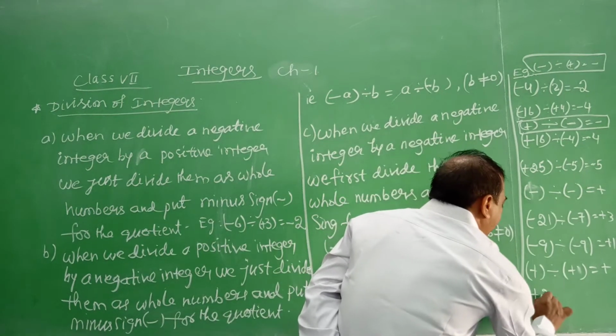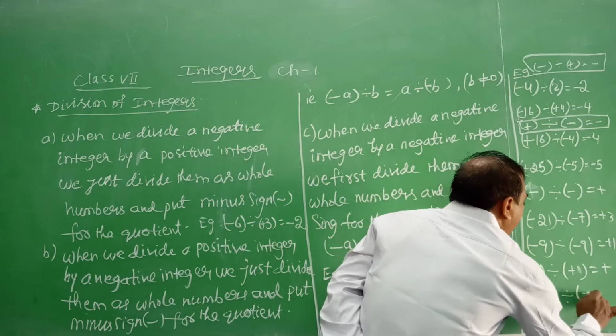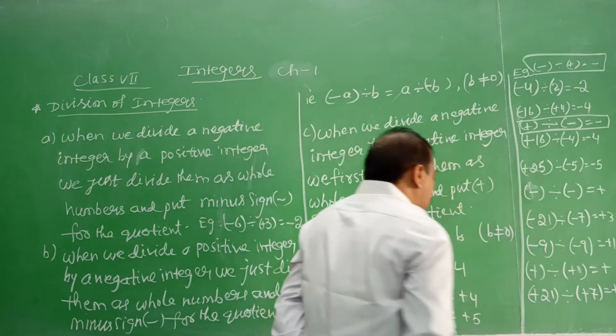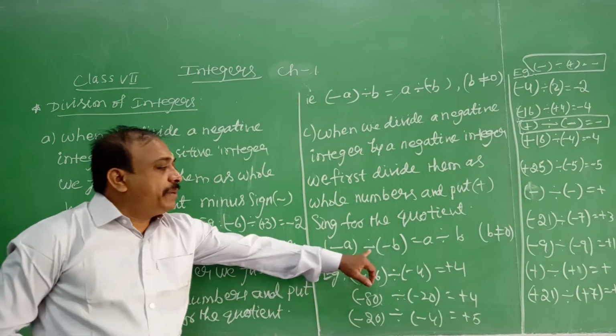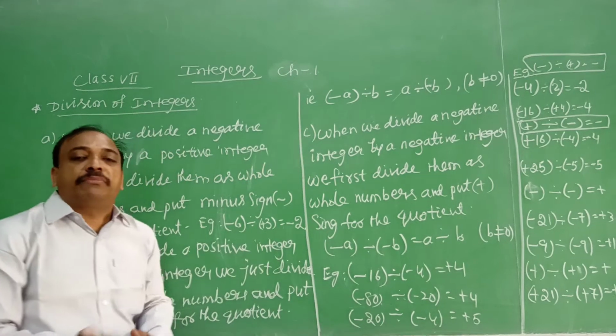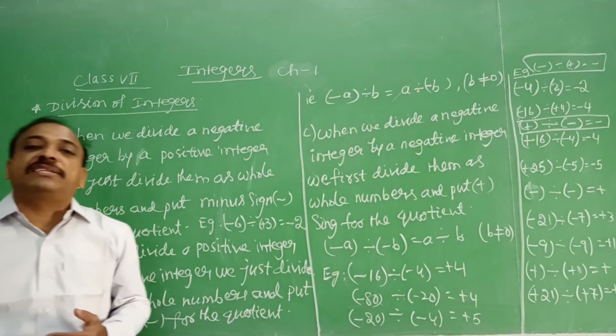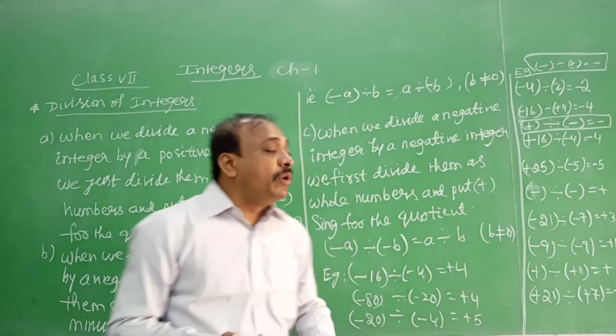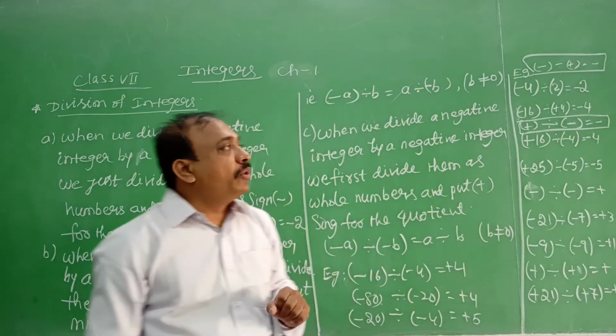So plus 21 divided by minus 7 is equal to plus 3. So minus a divided by minus b is equal to a divided by b. Whether you divide both positive integers or both negative integers, the quotient will be positive, where b is not equal to 0.